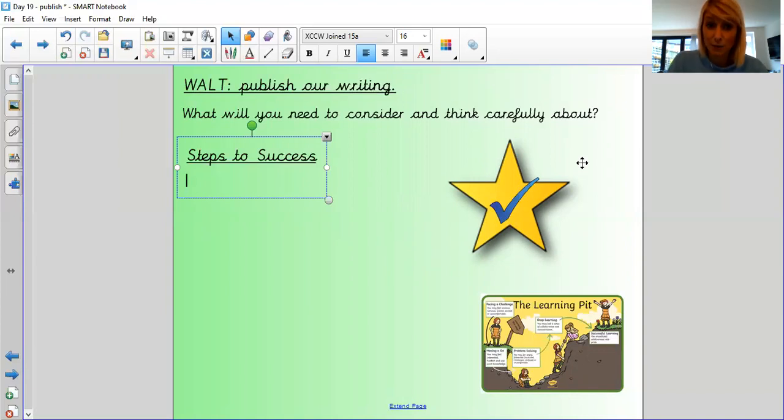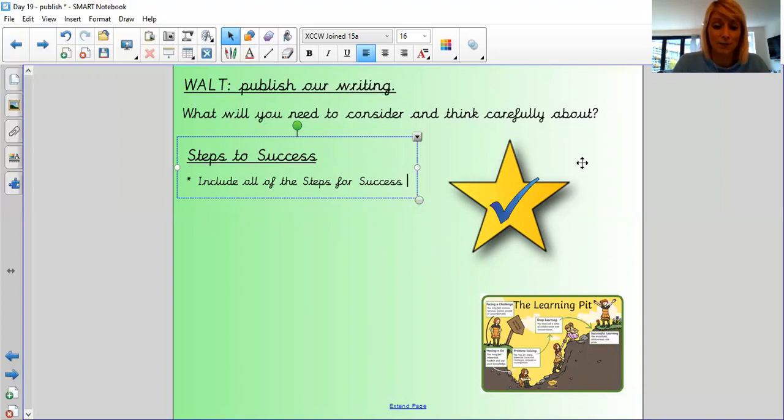Okay, so the first thing I want to remind you is you need to make sure you have included all of the steps to success. So I'm going to put include all of the steps to success for our writing. I'll put, because I mean the ones that we use to actually help us with our writing. So using expanded noun phrases, powerful verbs, adverbs of manner, all of those things that we wanted to see in your writing.